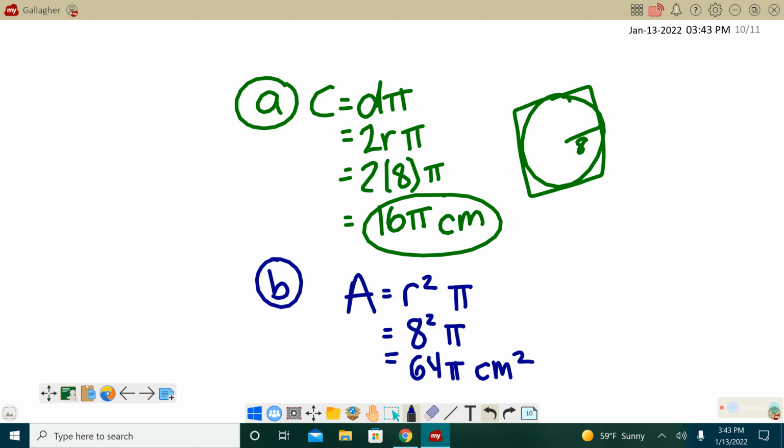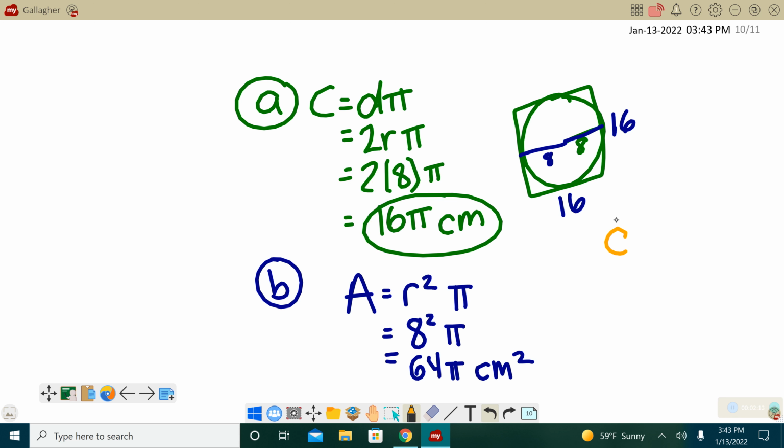For the square, if 8 goes halfway across, then to go all the way across we need 8 and then another 8, which makes 16. And squares are the same width as they are height, so we have 16 by 16.